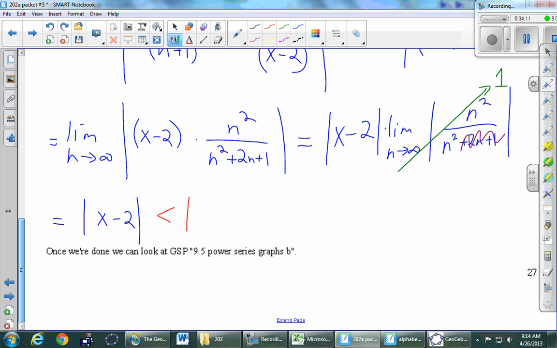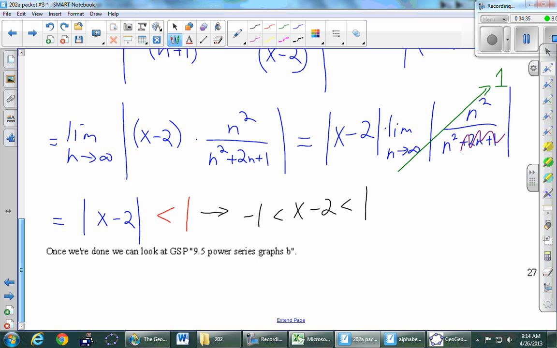So in order to make sure that the original power series converges, we need to make sure we pick x's so that absolute value x minus 2 is smaller than 1. So again, more practice with inequalities that you did many years ago. X minus 2 is therefore trapped between what two numbers? 1 and negative 1, right? It's inside of absolute value.